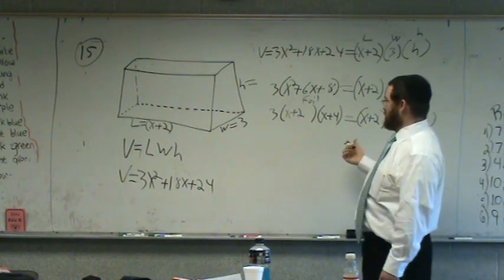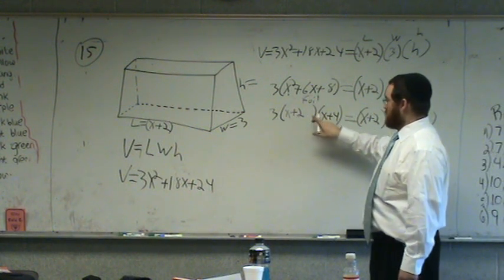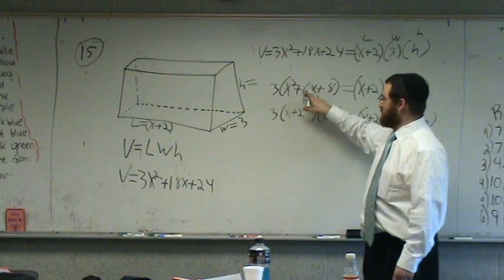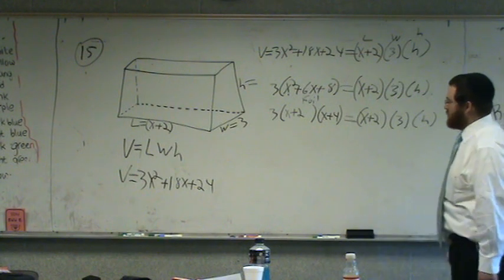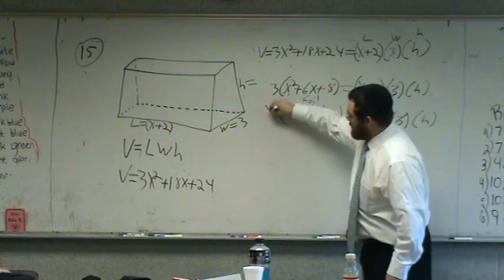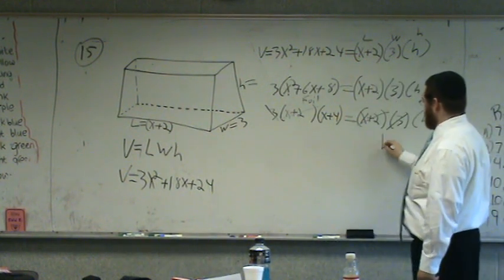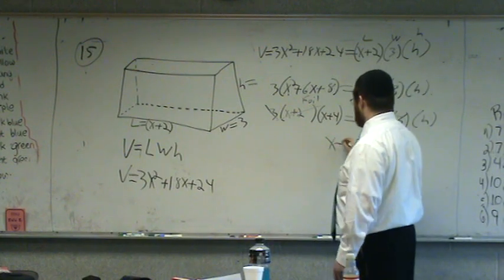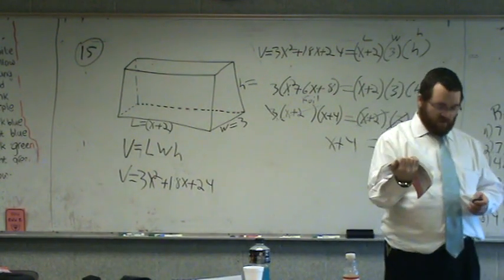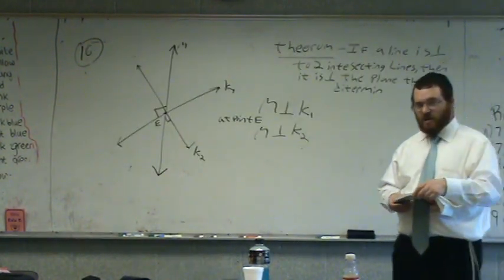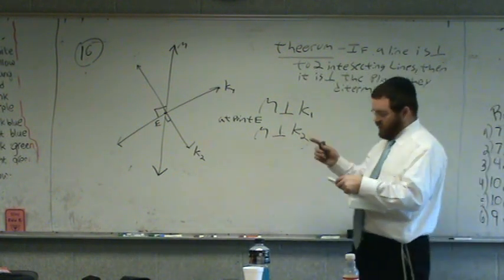You already have the answer, but let's just try it out. x times x is x². x times 4 is 4x. 2 times x is 2x. So 2x and 4x gives us 6x. And the last, 2 times 4, is 8. So you know this is true. Now, divide both sides by 3. The 3 disappears. Divide both sides by x + 2. The x + 2 disappears. So we're left with height equal to x + 4, which is answer 1.